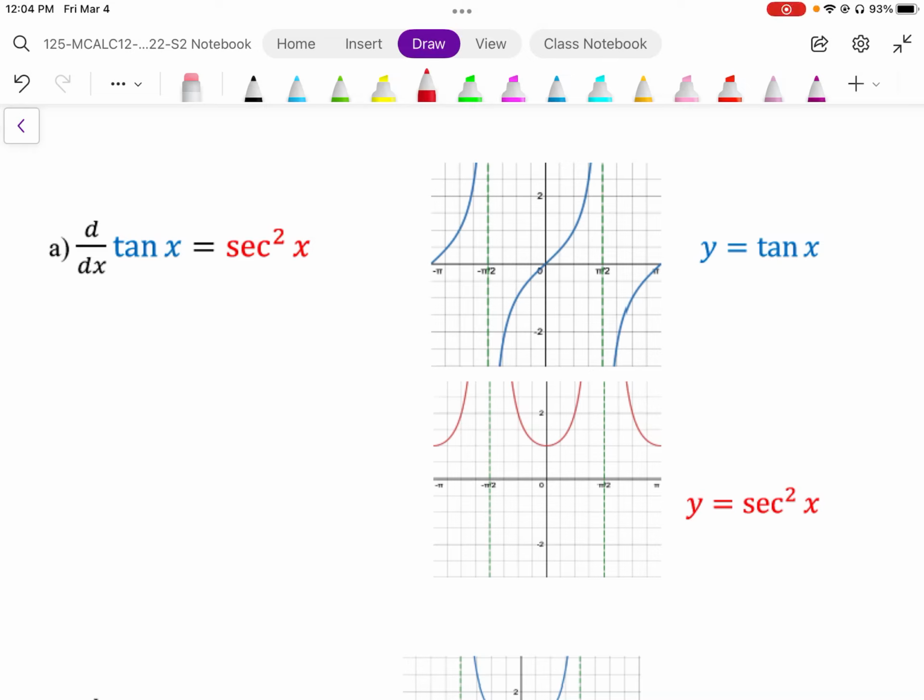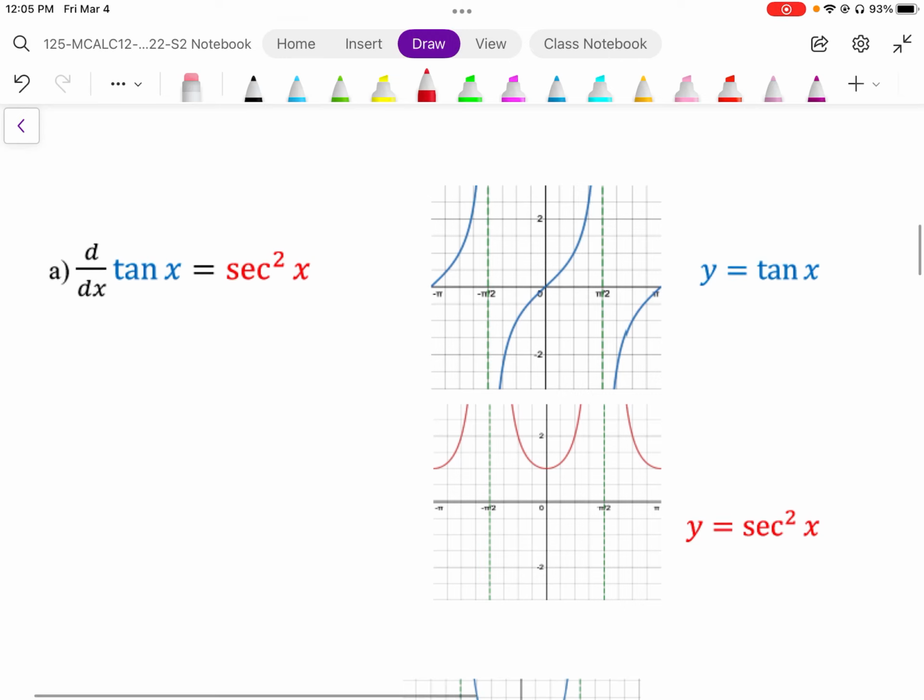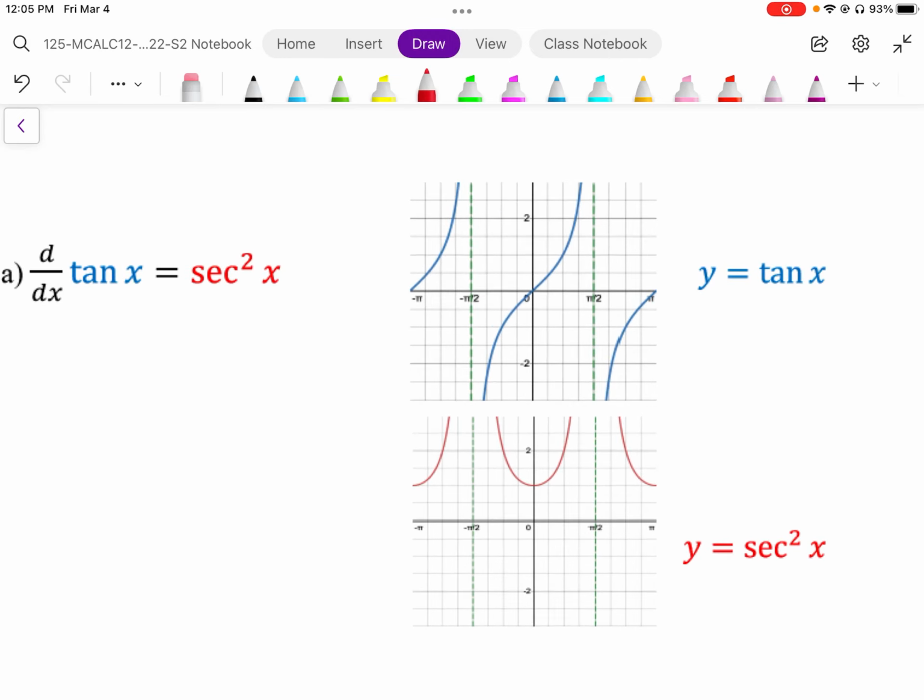So this is another defined function, a defined derivative. The derivative of tan, or the slope function of tan, is going to be the secant squared x graph. So I've drawn here tan x, and I've drawn here secant squared x, and we can see, based on some of the criteria that we've been using.